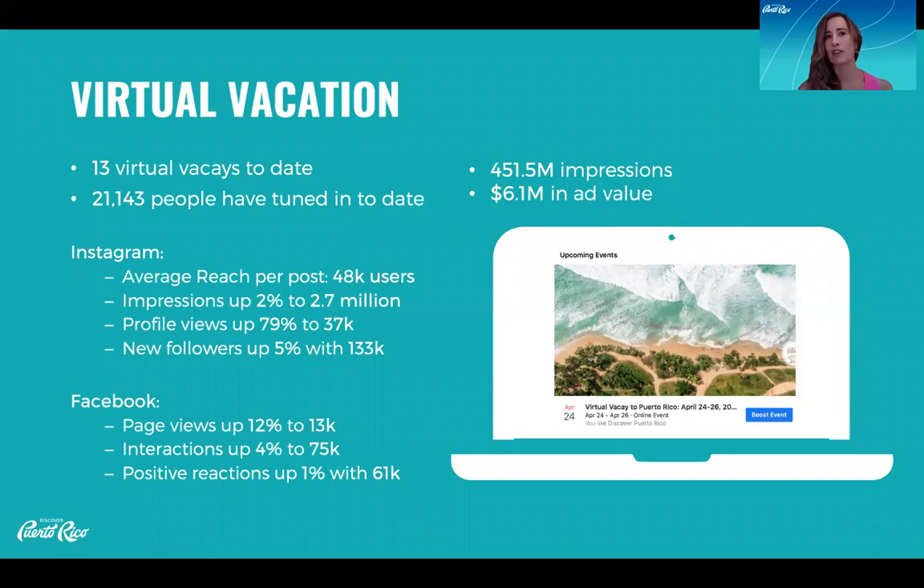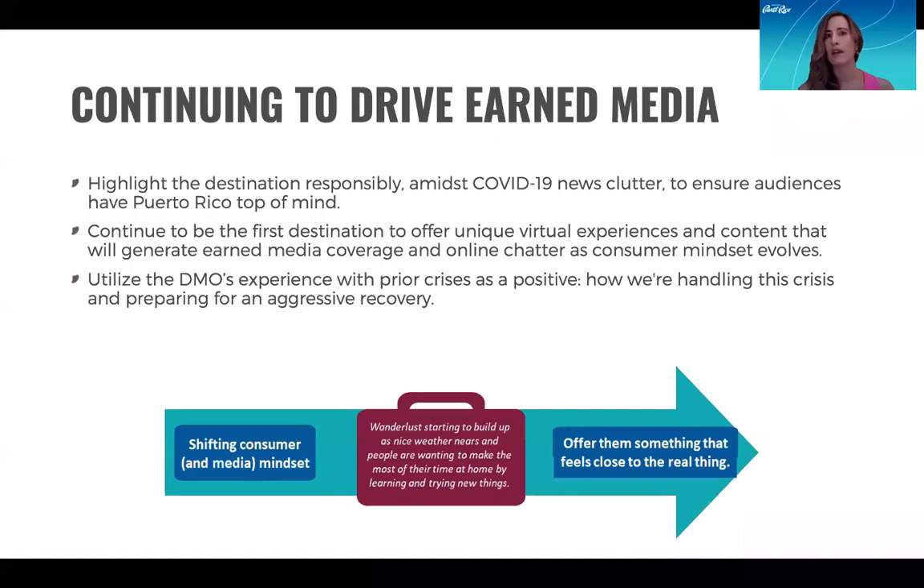Driving earned media coverage is, of course, a primary focus for the DMO in order to keep Puerto Rico in consumers' consideration sets for future travel. We continue to seek opportunities to be the first, best, and only in this category, emerging ahead of other destinations in delivering engaging, relevant, and thoughtful experiences and activations, while also positioning Puerto Rico as a leader in crisis management.